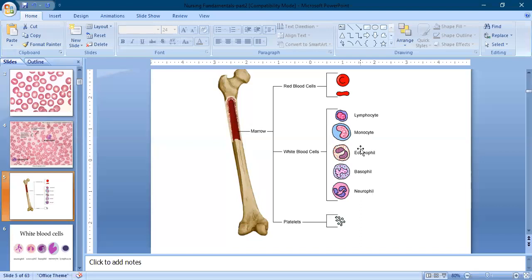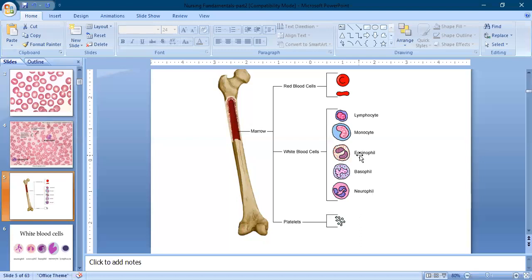Another cell is called eosinophil. Eosinophil is 1 to 4% and increases during allergic reaction or parasite infection.